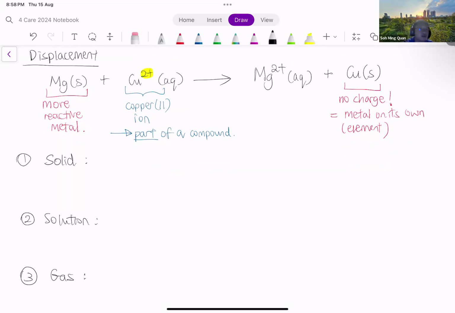The first one, solid. What solid is formed? If you look at it, on the right-hand side, the solid formed is copper. Copper is a shiny, pinkish brown or reddish brown. Okay, copper as a metal is reddish brown or pinkish brown. Okay, so this is what you have taken down in class today.